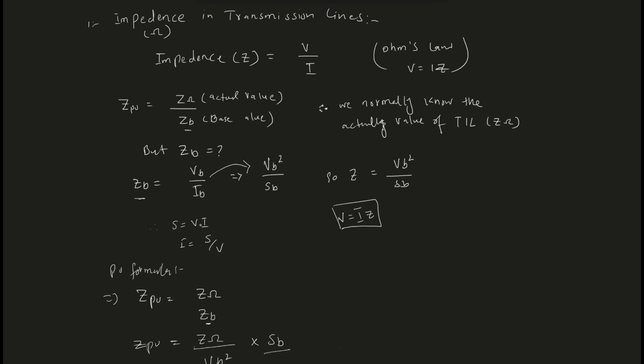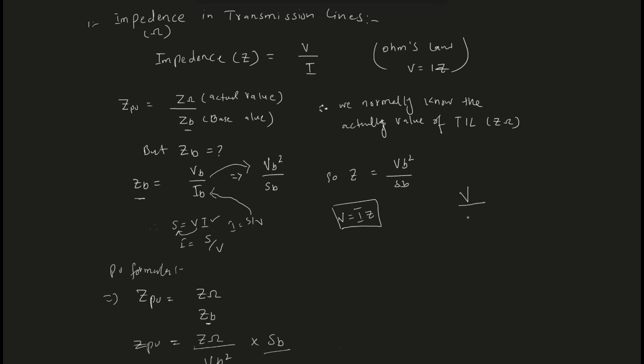As we know, the power formula is S equal to VI. So I can be written as S over V, by shifting V to the other side, so it will be divided by S. So I is equal to S by V. Now I put this value here.